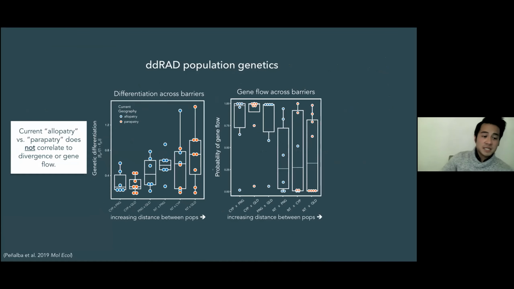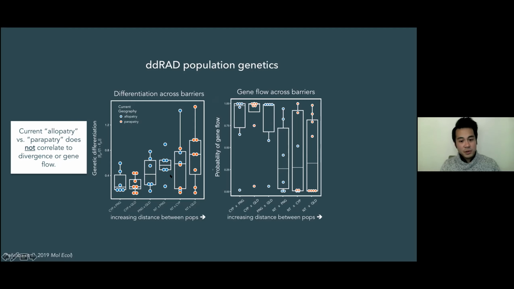And so what does that actually mean in our parapatry allopatry comparison? What we see here is looking at both the differentiation or divergence in the genome, as well as a metric for gene flow, which I'll expand on a little bit further. On the x-axis, we're looking at pairwise comparisons of these populations with increasing distance between the populations. So the one on the right will have more distance between them as opposed to the ones on the left. And the colors reflect whether current geography shows that they're allopatric or parapatric, which means that there's connectivity between them.